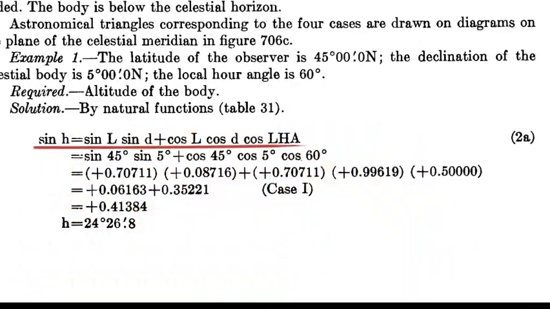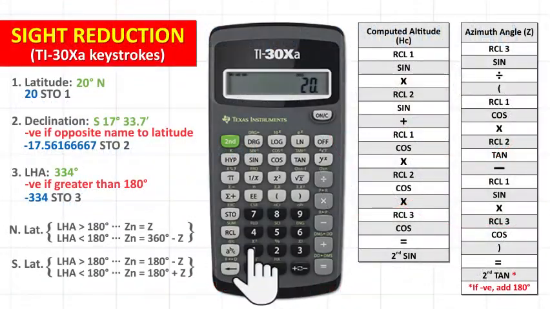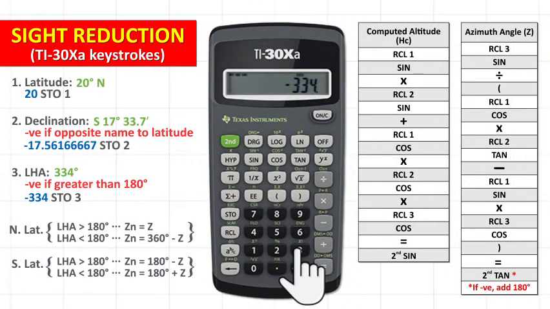For determining the computed altitude Hc, I recommend equation 2A on page 500. Sine H equals sine L sine D plus cosine L cosine D cosine LHA. The equation can be simplified to read sine H equals sine L times sine D plus cosine L times cosine D times cosine LHA, where H is the computed altitude Hc. Values already stored for latitude, declination, and LHA are also used in this equation.